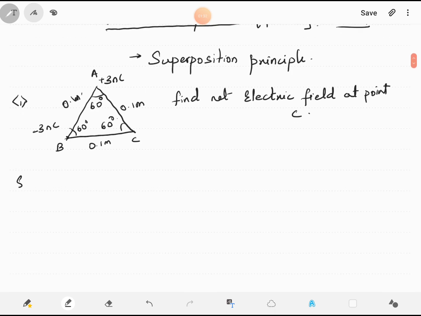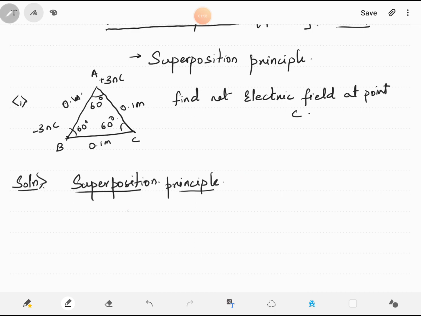Okay, let's take a look at how to solve this problem. The concept involved, as I've already said, is the superposition principle. What does the superposition principle state? It tells us the net electric field at any point, if you're given a system of charges, is going to be the vector sum of the electric fields produced by these individual charges.